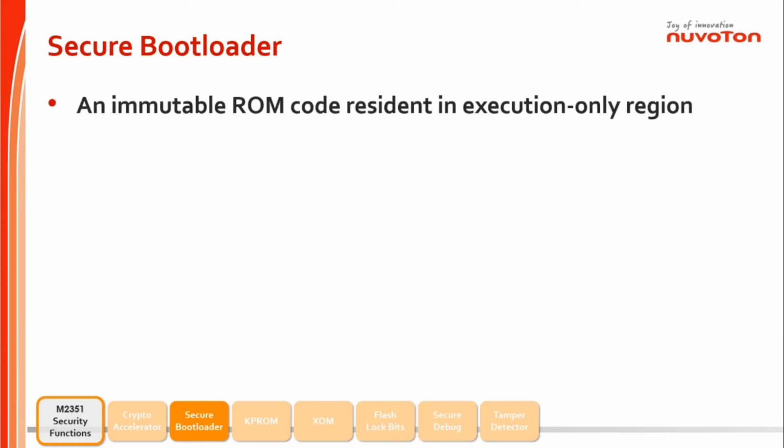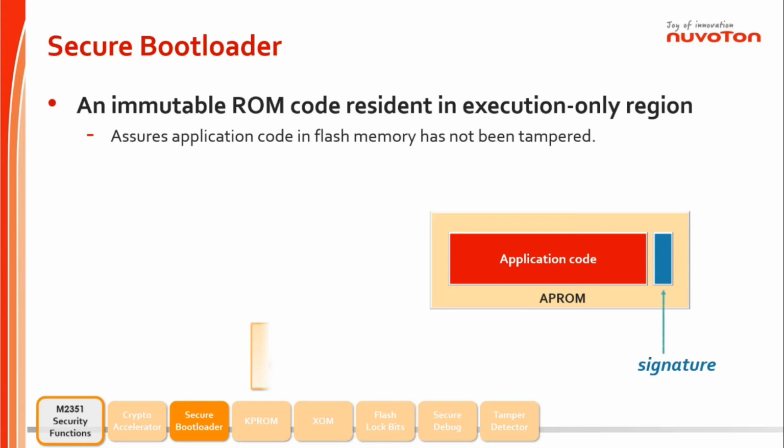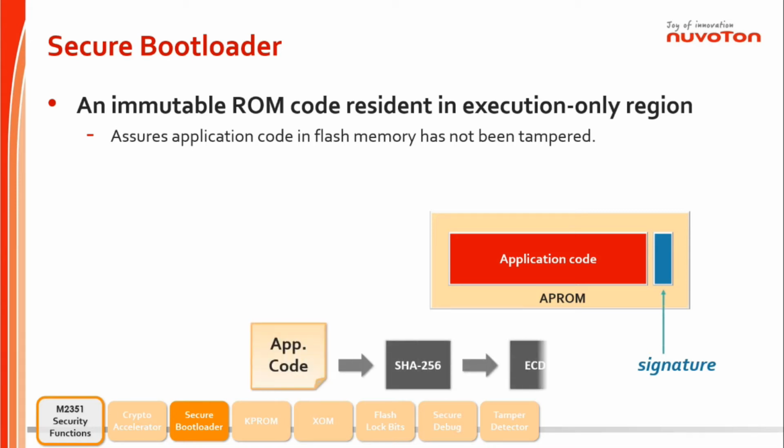The Secure Bootloader is an immutable ROM code, which is resident in execution-only memory region. That means there is no way to copy or trace the Secure Bootloader. And its major function is to verify the integrity of application code during booting stage. The application codes are downloaded to AP-ROM. The secret key is provided by user and stored inside flash area. The length is 256 bit.